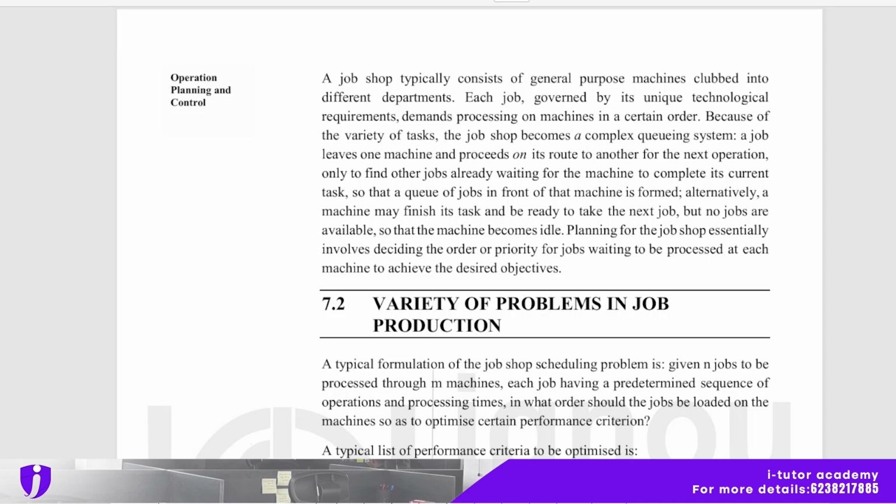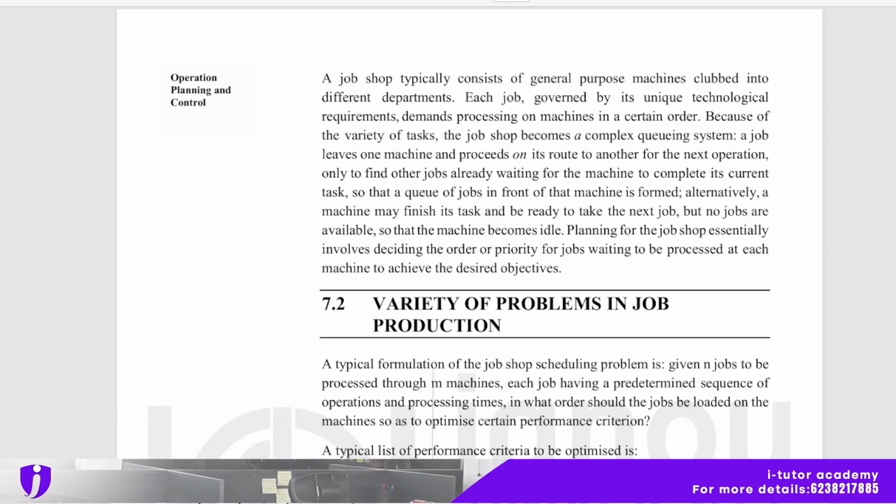A job leaves one machine and proceeds on its route to another for the next operation, only to find other jobs already waiting for the machine to complete its current task, so that a queue of jobs in front of that machine is formed. Alternatively, a machine may finish its task and be ready to take the next job, but no jobs are available, so that the machine becomes idle. And planning for the job shop essentially involves deciding the order or priority for jobs waiting to be processed at each machine to achieve the desired job objectives. Okay, so that's about the introduction part of this chapter.